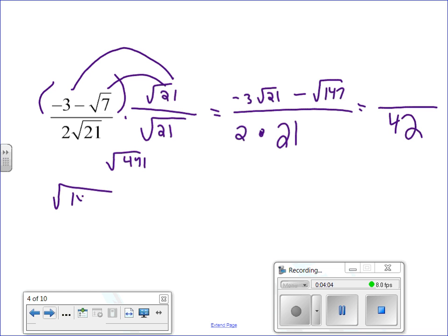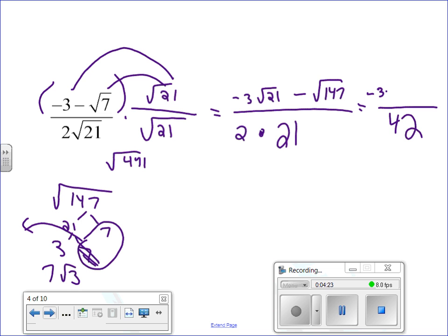So down here you have some space. Let's do some experimenting with this 147. It's definitely 21 times 7. And then 21 is 3 times 7. So sure thing, look at that. We can break our 7s out of jail. So 7 out front, 3 in jail. That's my final answer. That negative 3 radical 21 remains unchanged, but we have a minus sign and then a 7 radical 3. The answers end up looking a little bit weird.